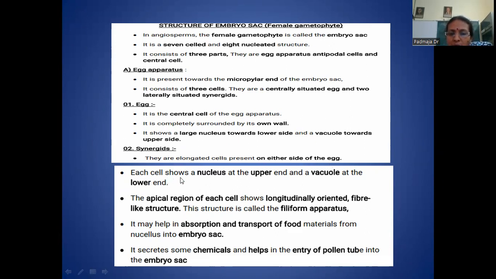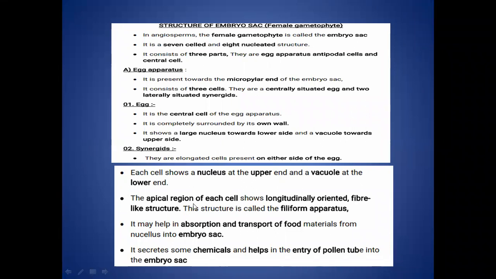Each cell shows a nucleus at the upper end and the vacuole at the lower end. So this is the reverse of the egg. If you see the egg, it shows a large nucleus towards the lower side and the vacuole towards the upper side. But in synergids, the vacuole is at the lower side.